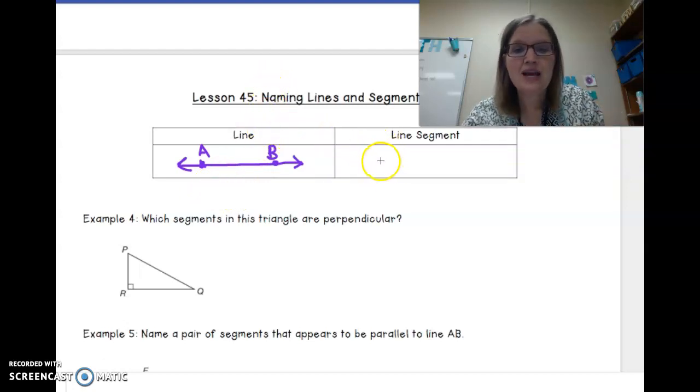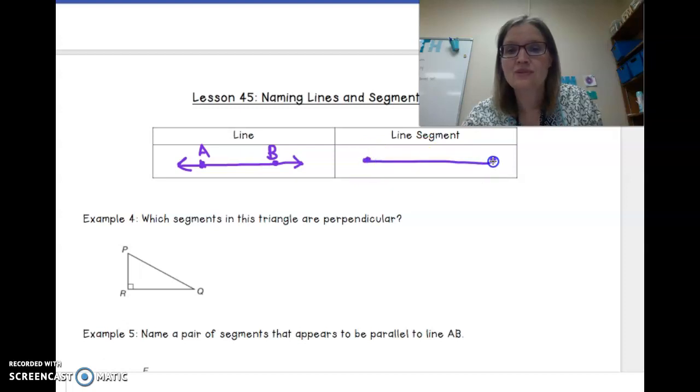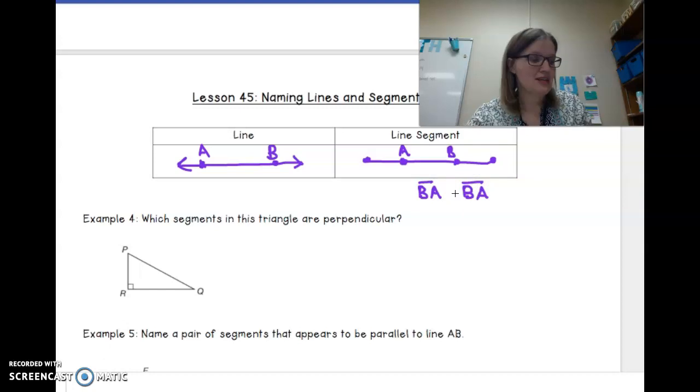Now, segments are different. Here is a line segment. It goes from a point to a point, and it stops. And we can have different line segments within the line. We can say here is A and B, and we can say AB is a line, or BA is a line segment.